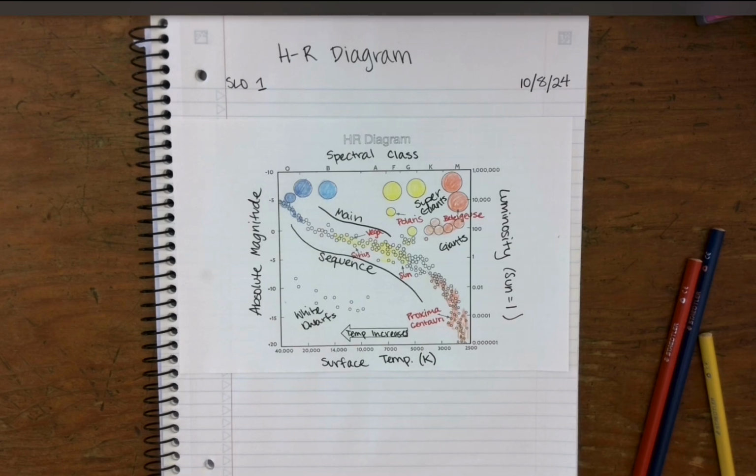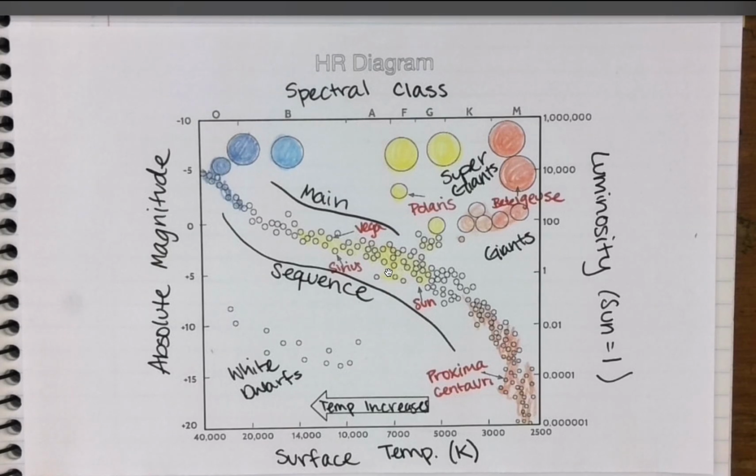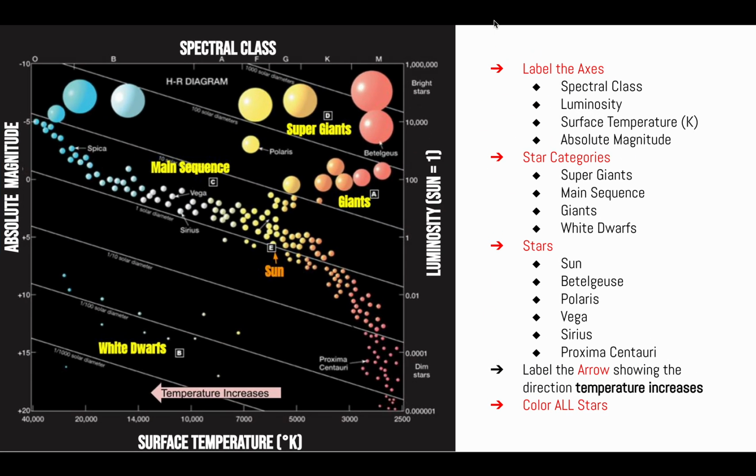All right, so this is our HR diagram in all its color and glory. If you can't read my labels very well, this is a picture in Google Classroom from our HR diagram that we looked at yesterday that looks just like this. And again, when you're done, this is going to go on page 29 in your notebook.